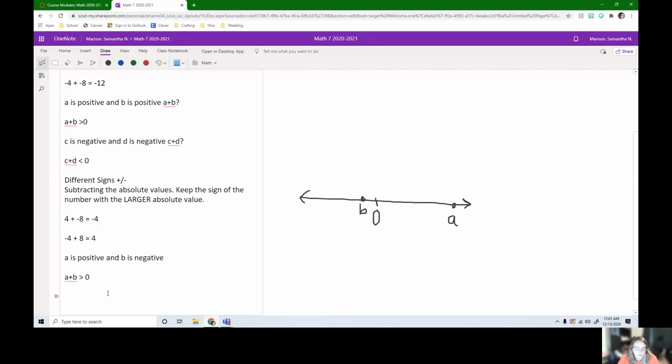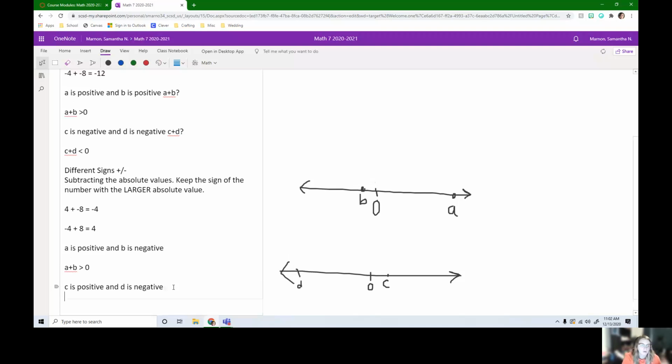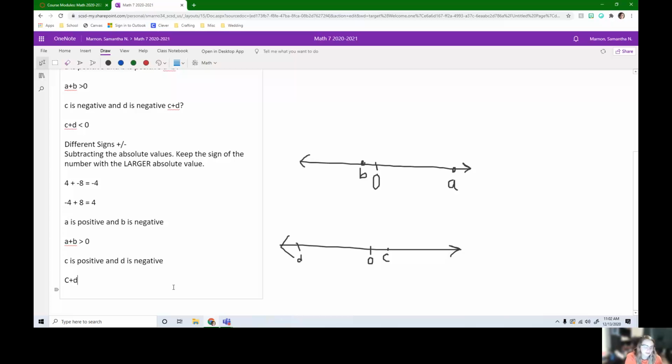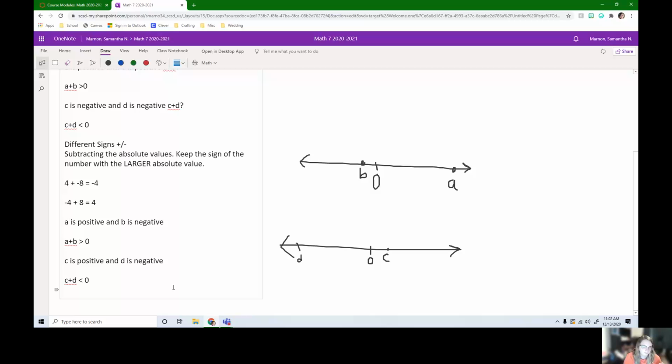Maybe if we did this, let's do it where C is positive and D is negative. Let's look at this. I'll do a different number line for this one. We have 0 in the middle. Maybe way over here is where we have D, and really close to 0 is where we have C. So C has a smaller absolute value than D. D is a larger absolute value. So when we add these two numbers together, we're actually going to get a negative value. So when you do C plus D, you're going to get a negative value, it's going to be less than 0. Those are some tricks to this standard to keep in mind.